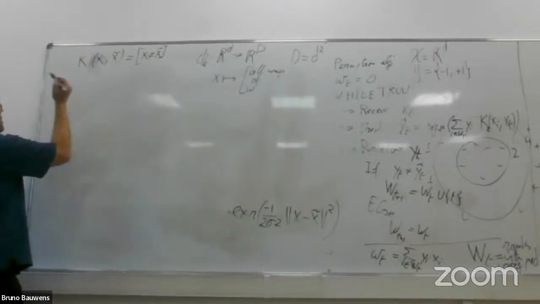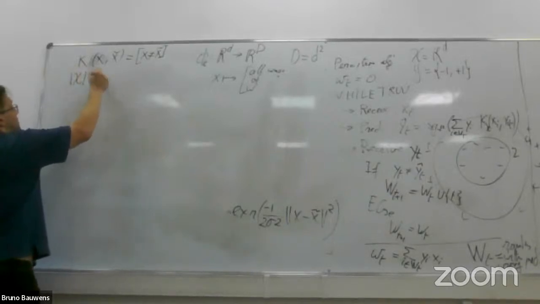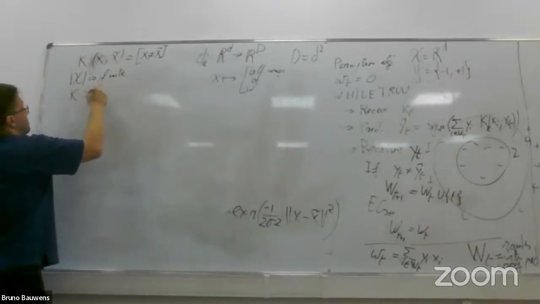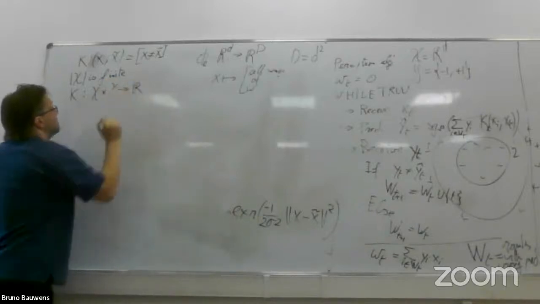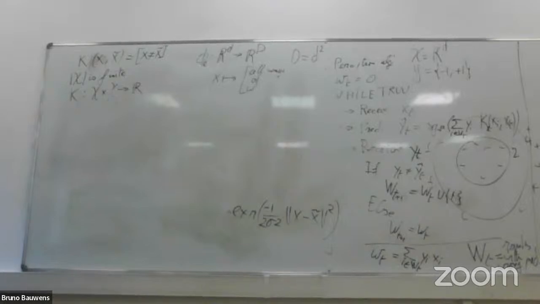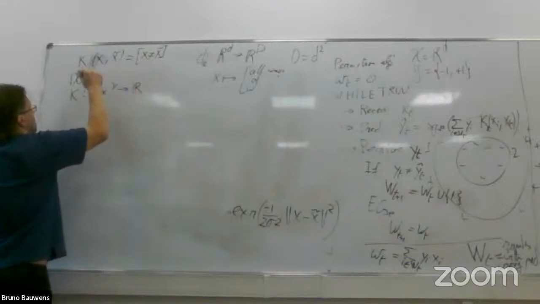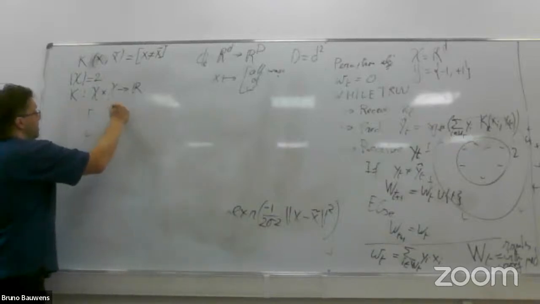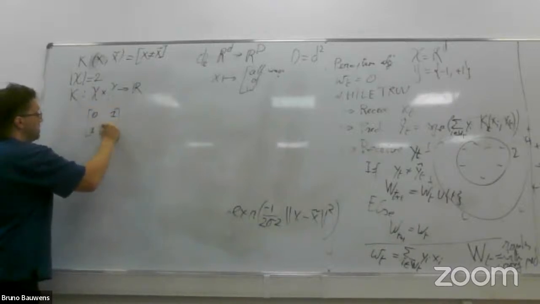So here, let's say that X is finite. Recall that a kernel is a function from X times X to the real numbers. Let's make our life easy. Let's say that X is just {1, 2}. Then this function is a 2 by 2 matrix, and it's like this: 0, 1, 1, 0.